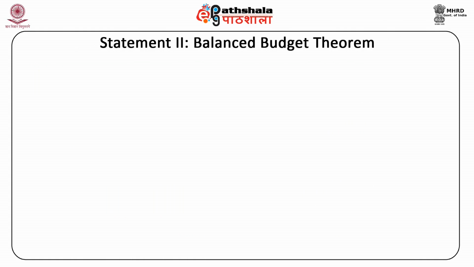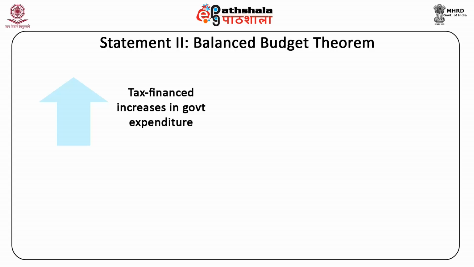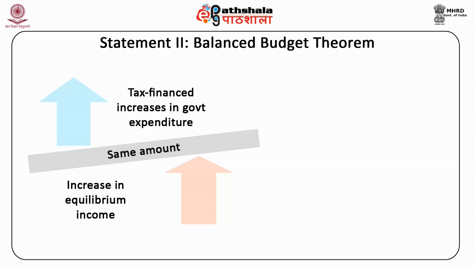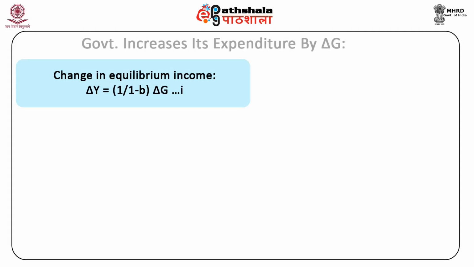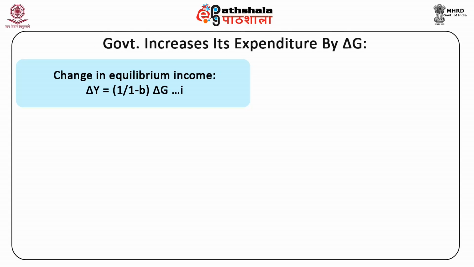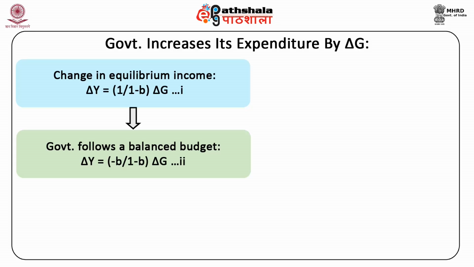Statement 2. Balanced budget theorem. If the government follows a balanced budget, then tax financed increases in government's expenditure results in an increase in equilibrium income levels by the same amount. In other words, the balanced budget multiplier is equal to 1 in a lump sum tax model. Say, government increases its expenditure by change in G. Then change in equilibrium income is given by change in Y is equal to 1 by 1 minus B into change in G.